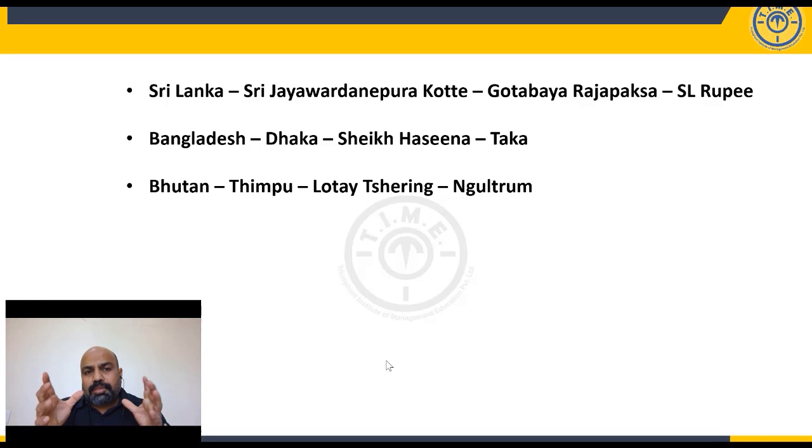The name mentioned there is the Prime Minister's name, Lotay Shering, but the king's name is Jigme Singye Namgyal Wangchuck. That's a bit of a mouthful, but you could just pick one of those words. Jigme is a fine word to pick. So Lotay Shering is the Prime Minister of this country.